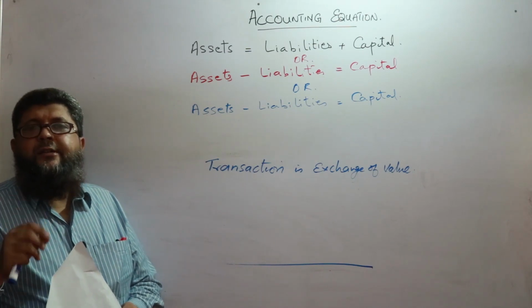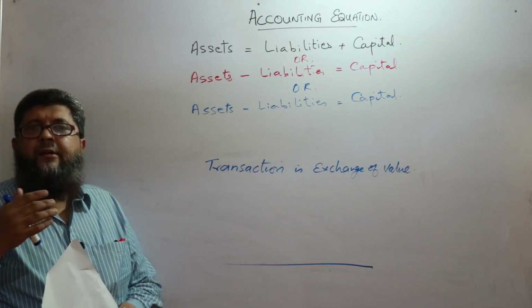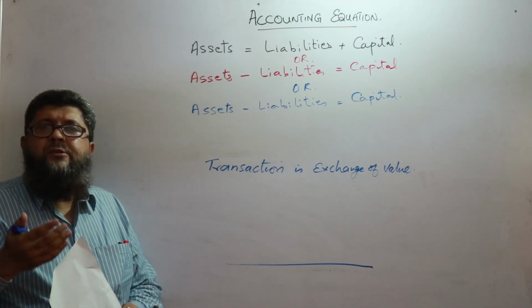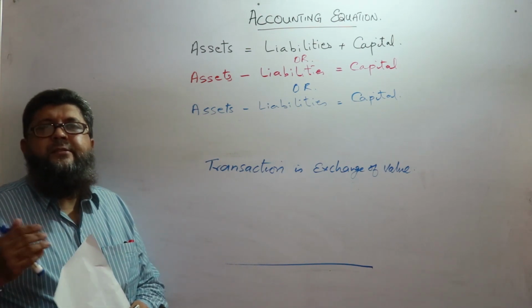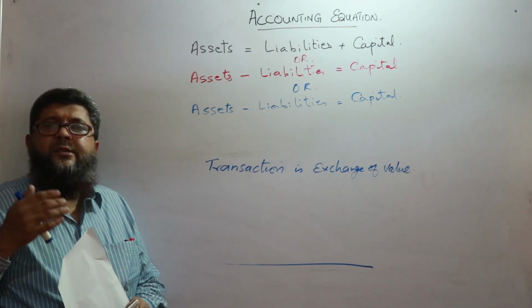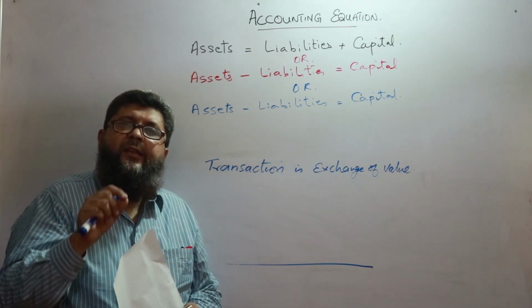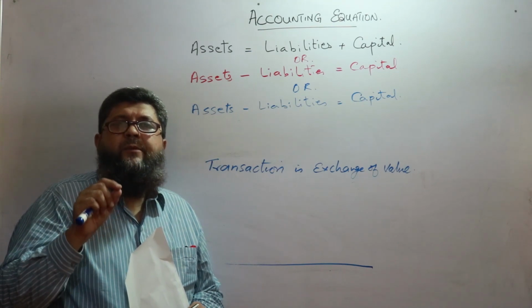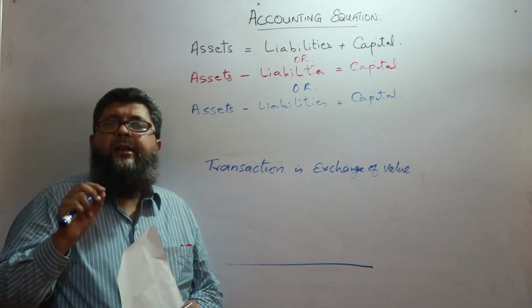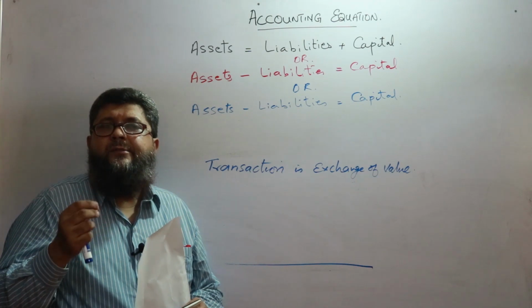So the accounting equation is assets equal to liabilities plus capital. Assets are the resources of the business, equal to the obligations of the business and the amount invested in the business. Whatever resources are owned by the business are financed either by the person who has invested money in the business or by the people who have given loans to the business. Liabilities and capital, when added together, form assets.